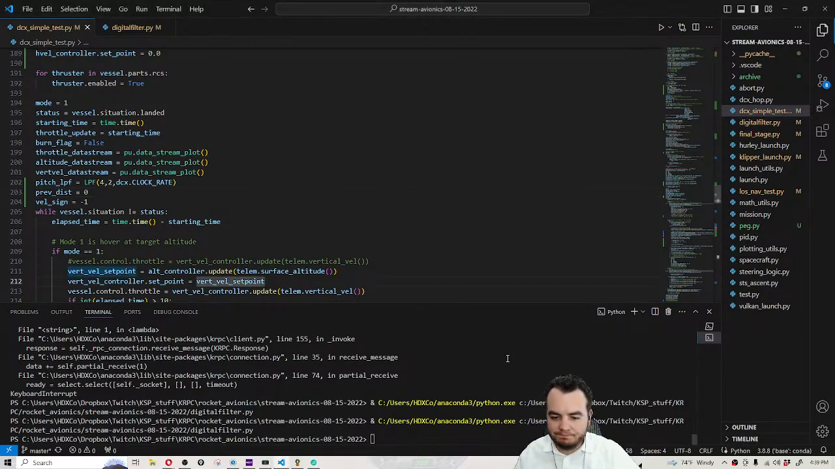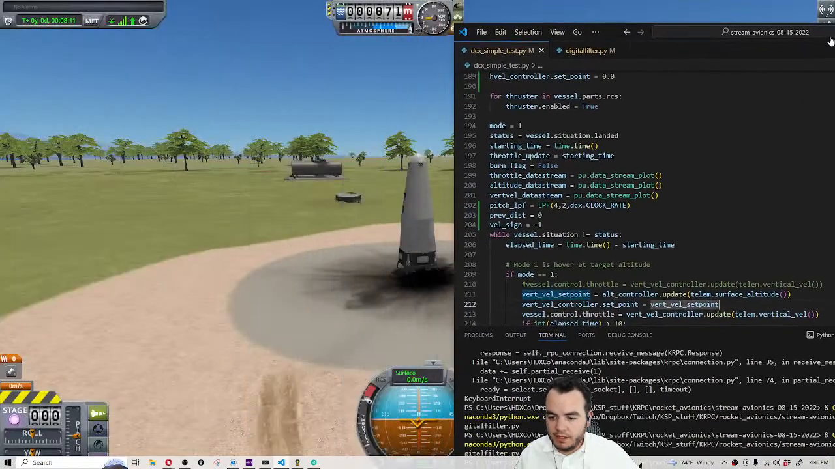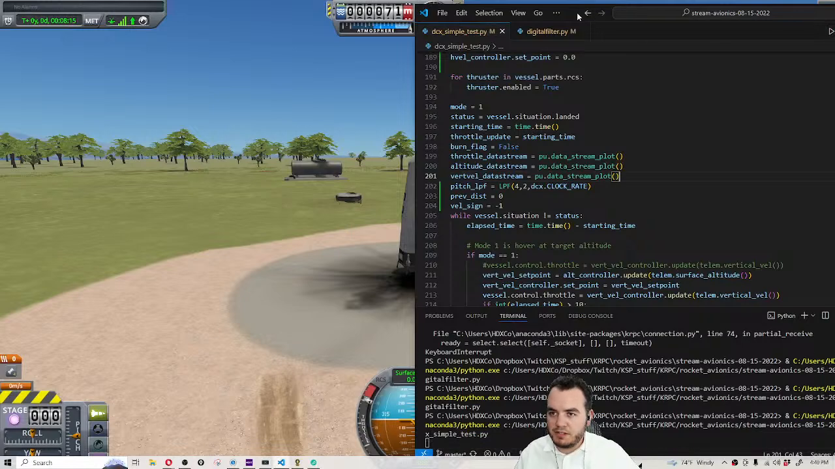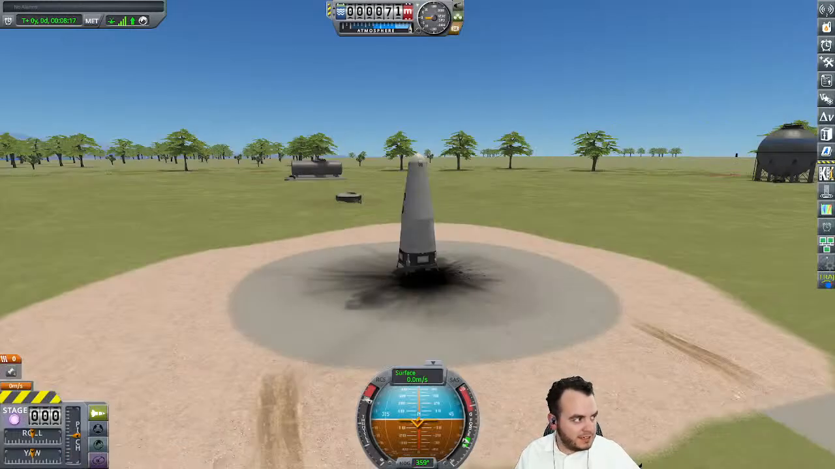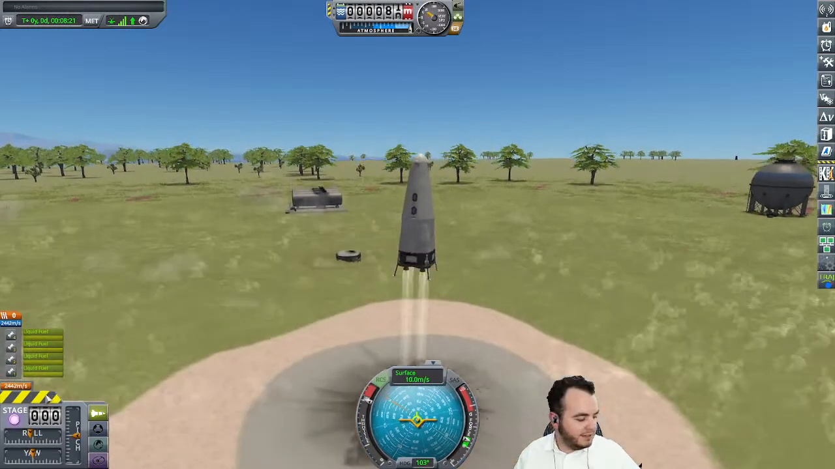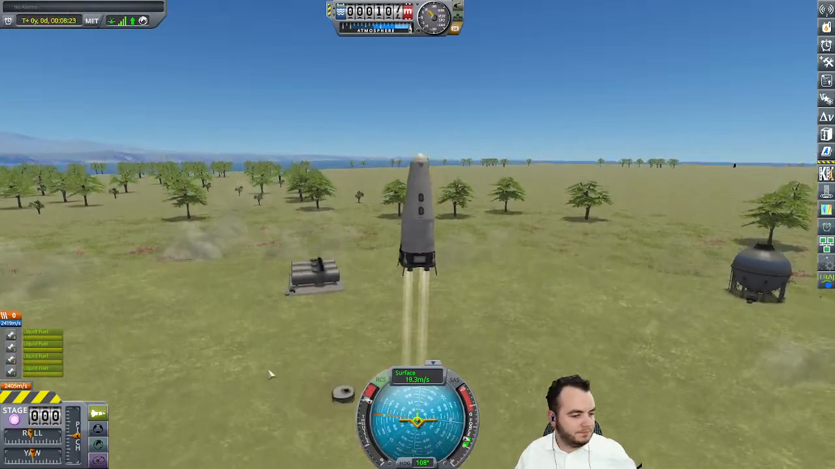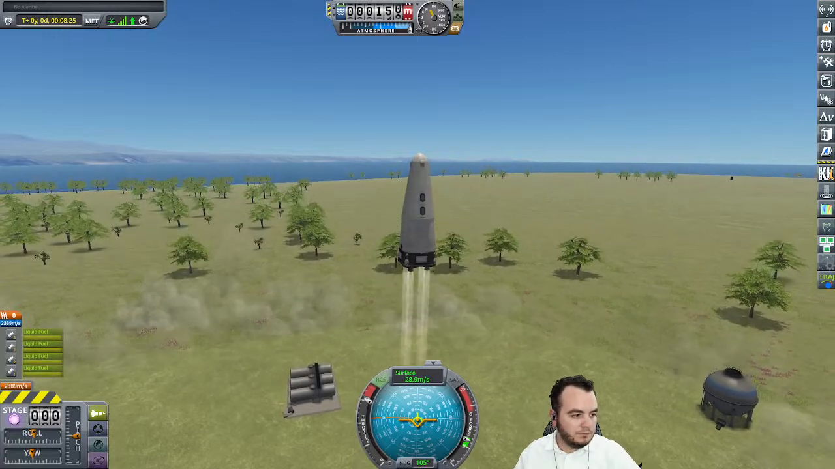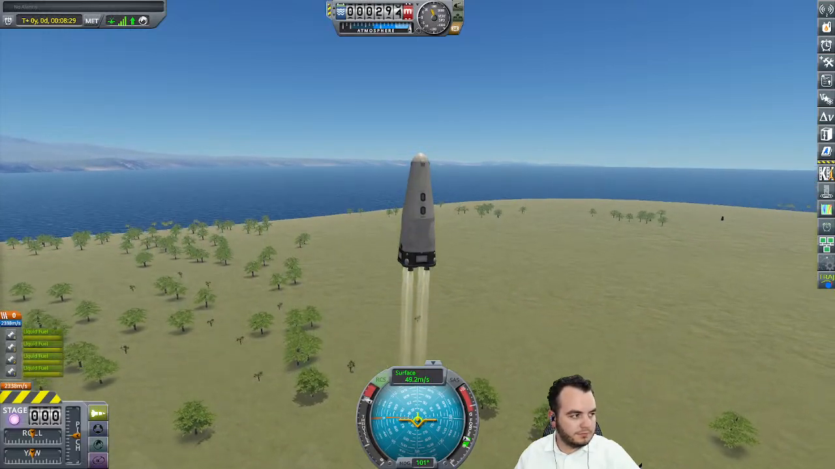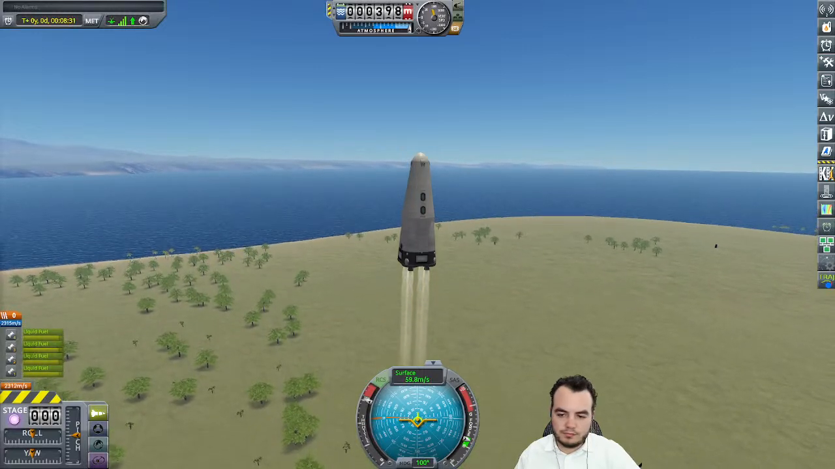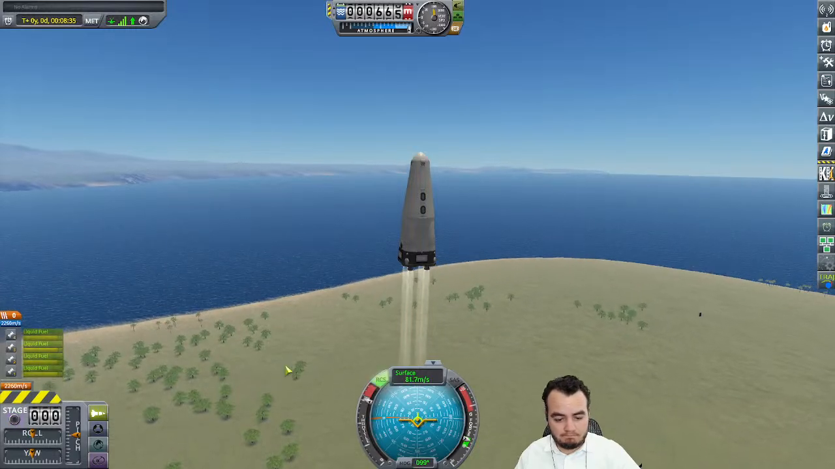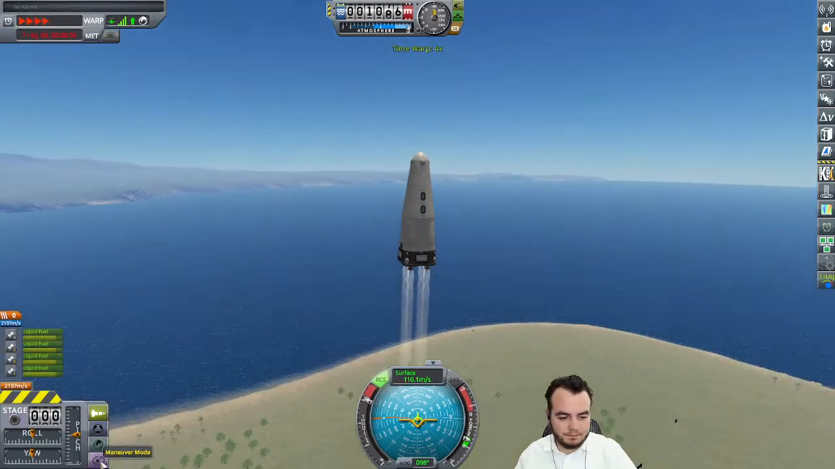Oh, let's see. No better way to know than to test, chat. You must verify. Validate. All right, see what happens. And we'll go a little faster here.